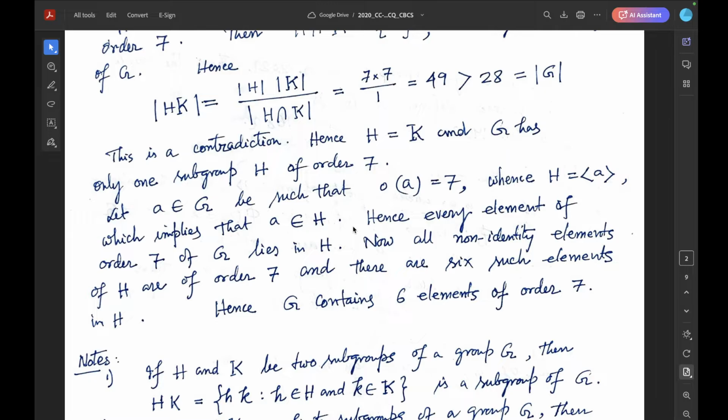Let a belongs to G be such that order of a equal to 7, whence H equal to the cyclic group generated by a, which implies that a belongs to H. Hence every element of order 7 of G lies in H. Now all non-identity elements of H are of order 7, and there are 6 such elements in H. Hence G contains 6 elements of order 7.